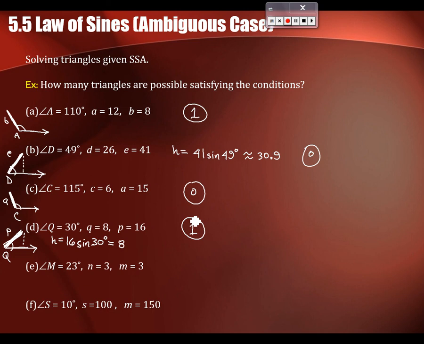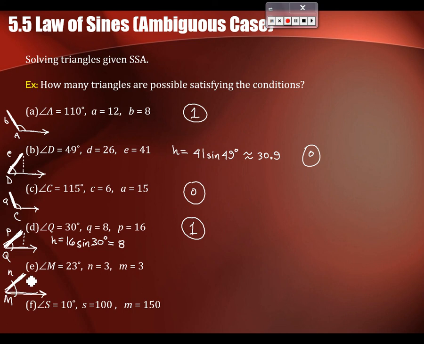All right, next one, 23 degrees. Stay with me. Angle M. We got side length n equals 3 over here. That can't work. What's going on there? It can't work because sides N and M are the same length, so they'd have to both be 45.